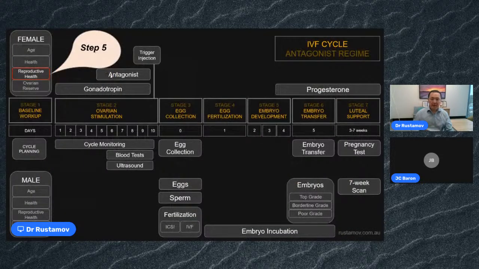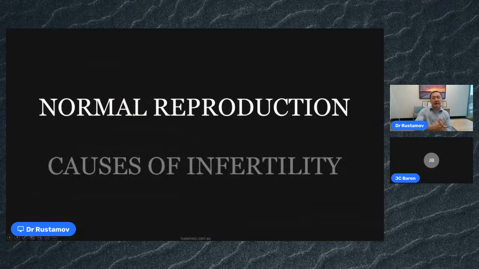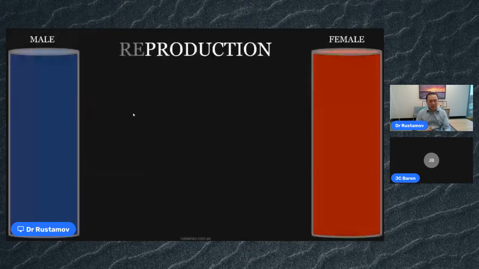We are still in step 5, reproductive health: female causes of infertility. We'll break this session down into two parts. First, we will examine how normal reproduction works. Then, on the basis of this knowledge, we will discuss what could cause infertility.